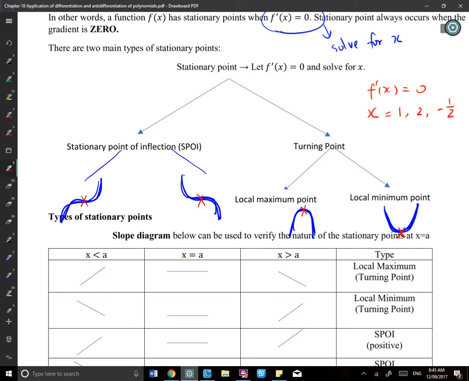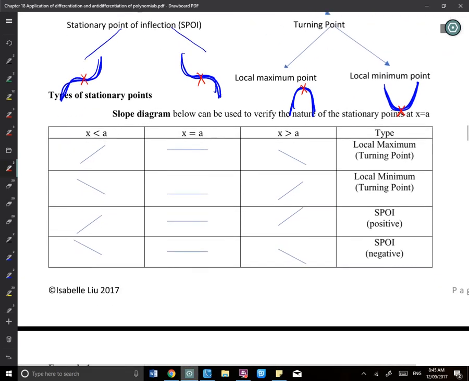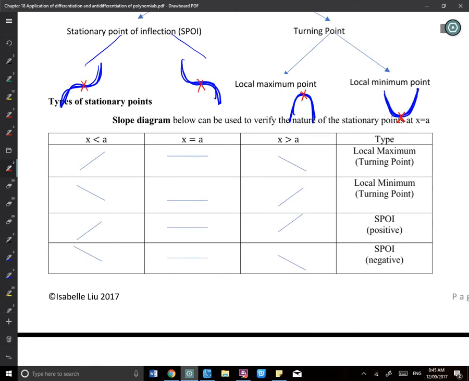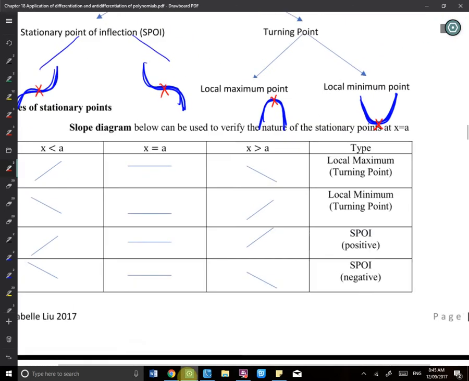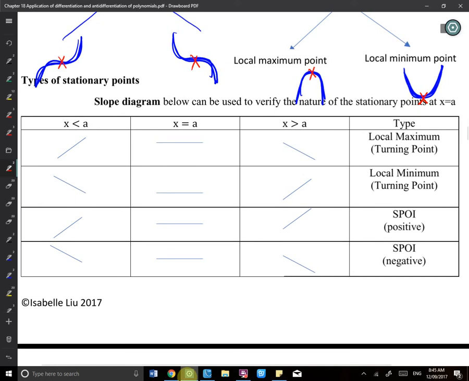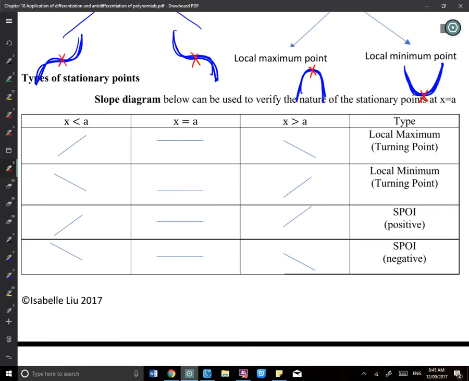So what we need to do after we solve out those values is use a table to test it. This is called the slope diagram, the table, or the table method. We need to use that to test what our graph looks like. I'll tell you in more detail later for the next exercise, but let's just look at it. That's 4 types: local minimum, local maximum, stationary point of inflection of a positive shape, and stationary point of inflection of a negative shape. That's the four types. That's what the slope diagram should look like for each of these types.